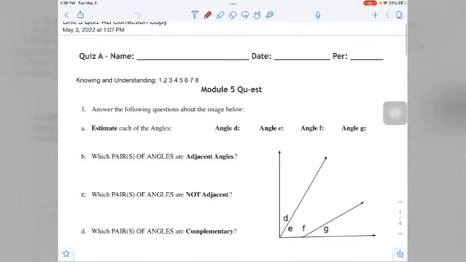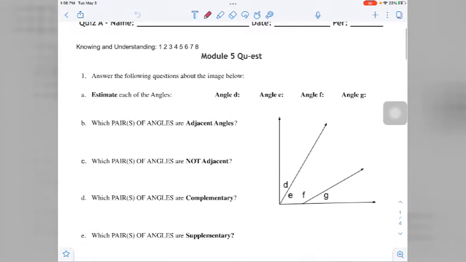All right. So we are going to review quiz A for our angles quiz. And the first part, section 1, first says estimate each of the angles for this image below. So the first thing we need to do is figure out which angles are which.